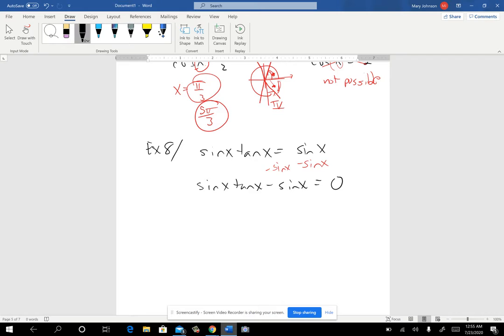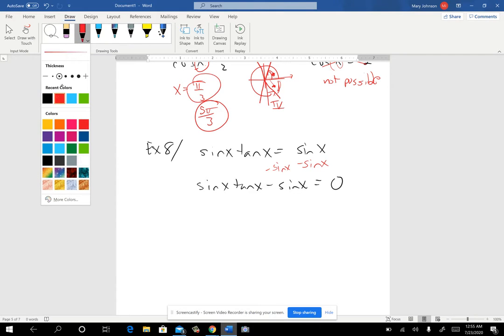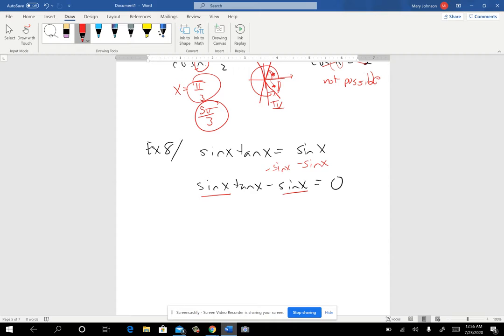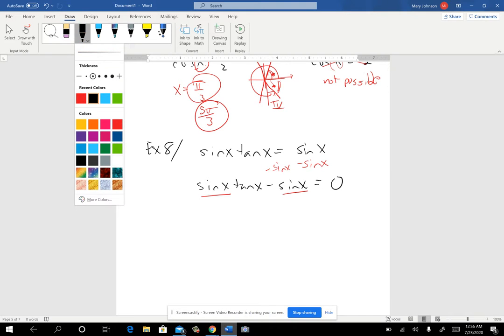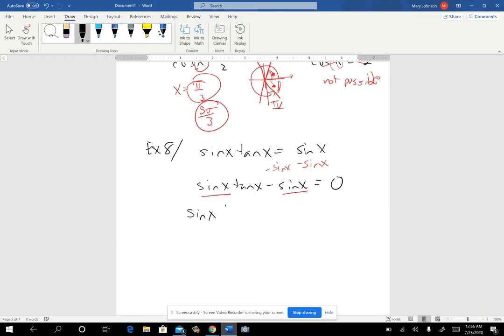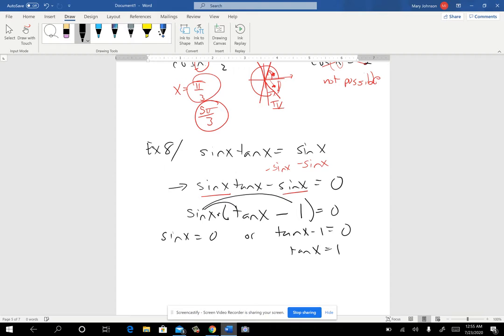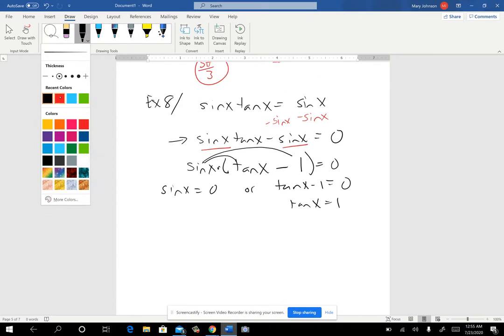Tangent is both sine and cosine. So instead of doing that, what I'm going to do is factor and see if I can isolate sine and tangent in different factors. So if I factor out sine x, I'd have sine x times tan x minus 1. See how that sine x would get distributed to here and produce this equation? But see how now the sine and the tangent, the two different trig functions, are isolated in different factors. So I can set each of those factors equal to 0, and I have these two equations that I need to solve.